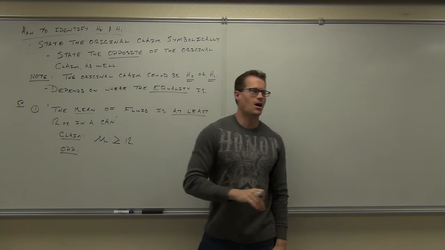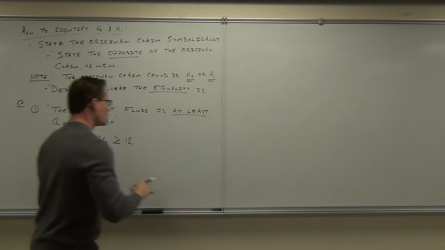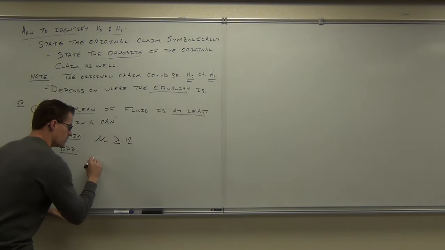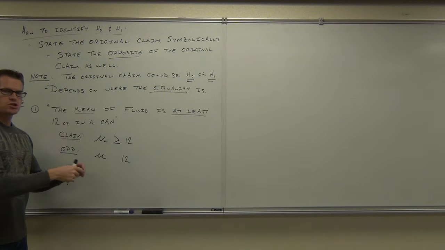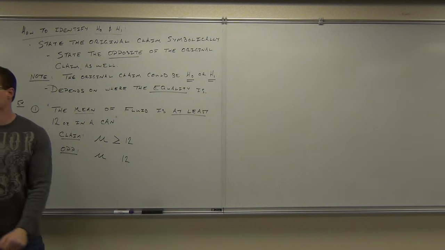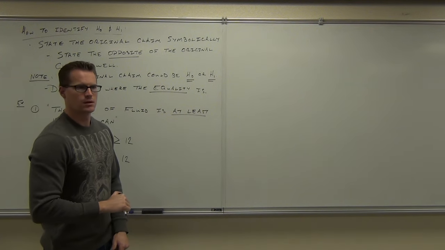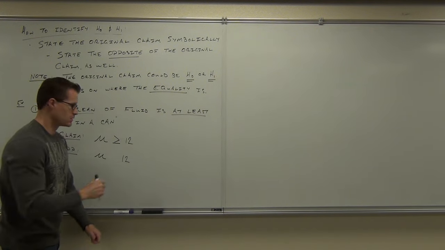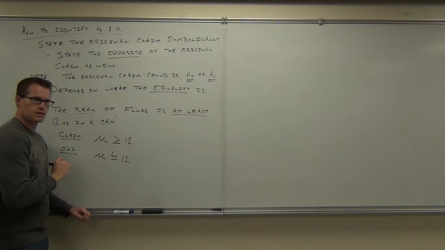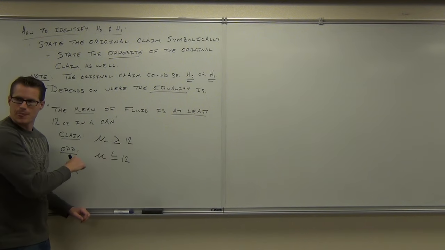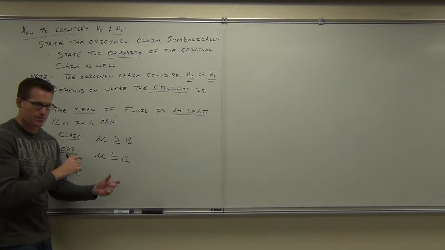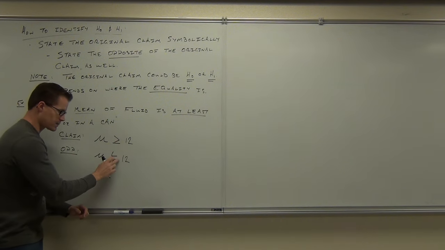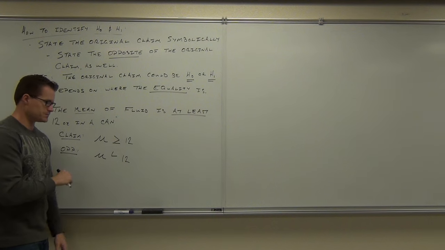Now state the opposite of the claim. You're going to have exactly the same numbers and letters. So mu is mu, 12 is 12. You just have to state the opposite part of it. What's the opposite of that? Wait, say it again. Is less than? Less than like that? Is this the opposite? No. Notice how you have equals two places? That can't happen. That cannot happen. So if you have greater than or equal to, the opposite of that is strictly less than.